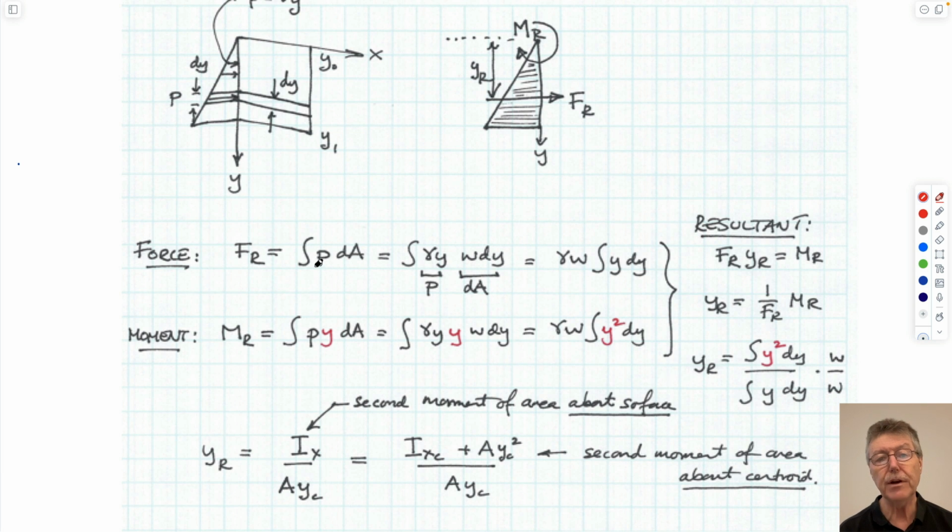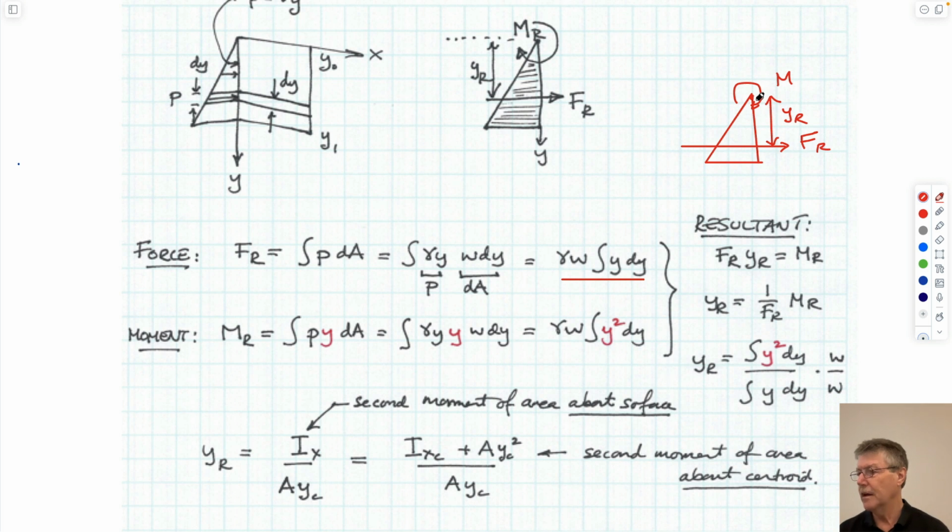This is how we get the force, pressure times area. It gives us an expression like this. If we know the force distribution, which is the resultant, we want to know the location where it acts, y sub r. So what we could do is we could look at taking moments about this point here. You don't need to necessarily, I think it's useful for perspective to see where this equation comes from.